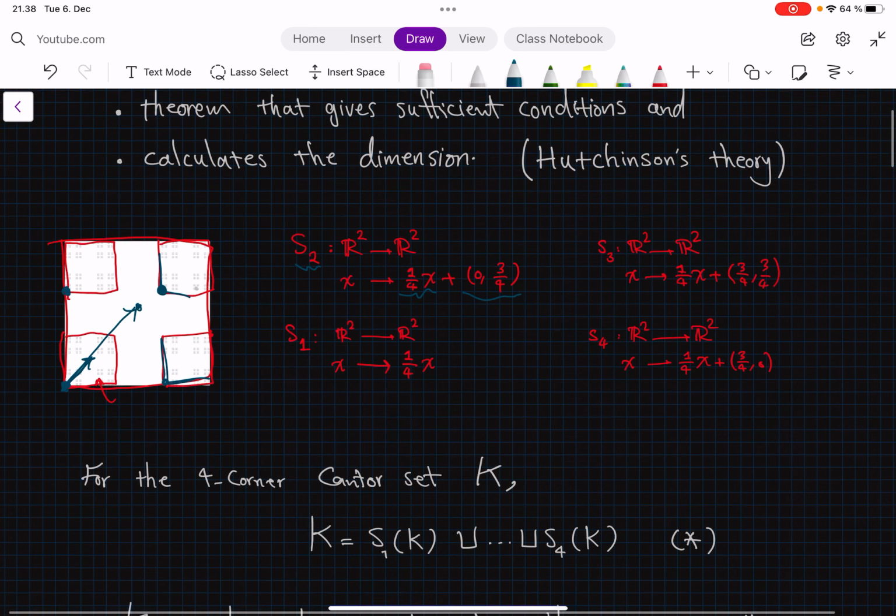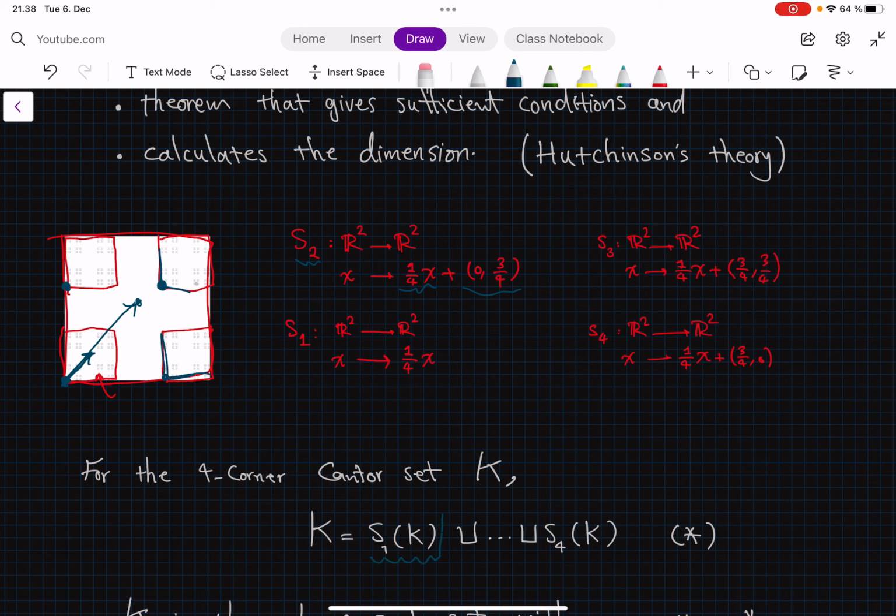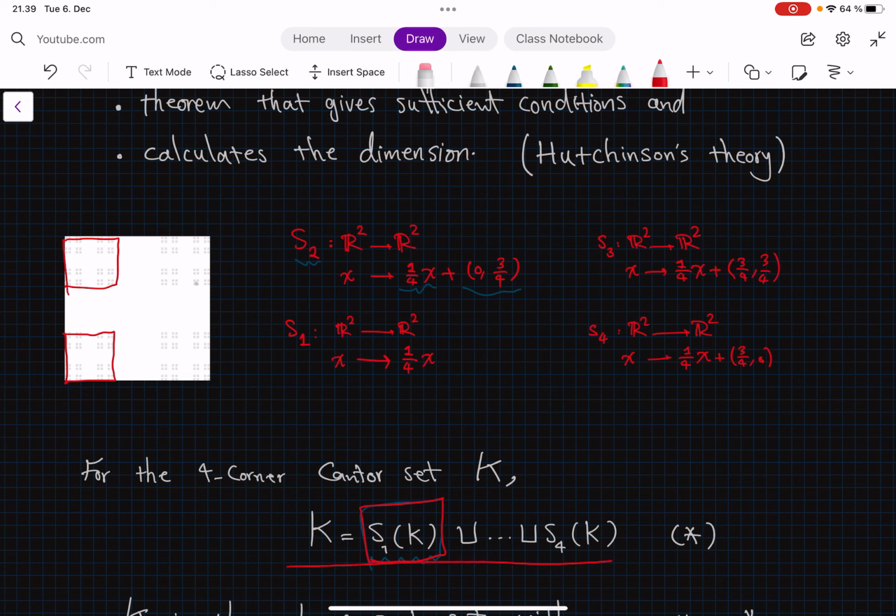So if you apply S1 to the set K, the Cantor set, S1 of K will be exactly this one box back here. So let me get rid of these. So S1 of K will be the part of the Cantor set precisely that is here. And S2 of K will be this one, and so on. So self-similarity can be given by this condition that the union of the images under these Si, their union gives back the full set.